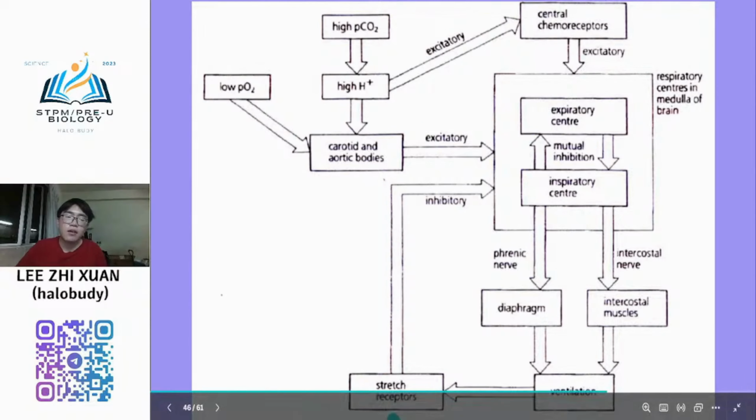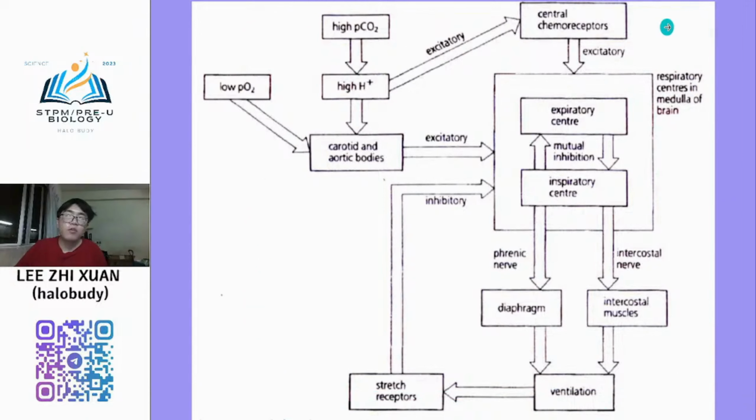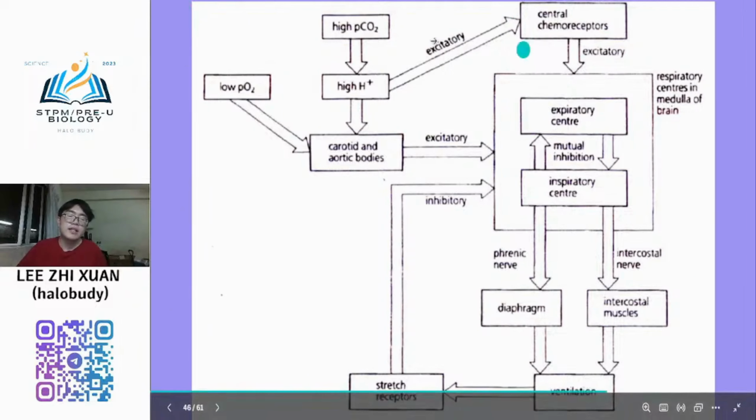In the examination, the essay question normally, when they want you to write about the control of breathing mechanism in the human lung, you need to explain this flow diagram. If you're able to explain this, then you can score. Okay, so what does this mean?